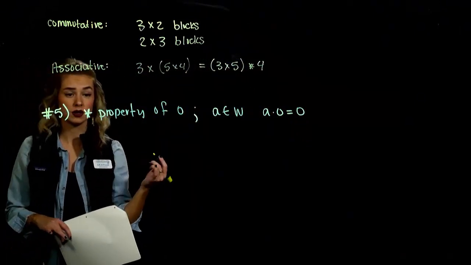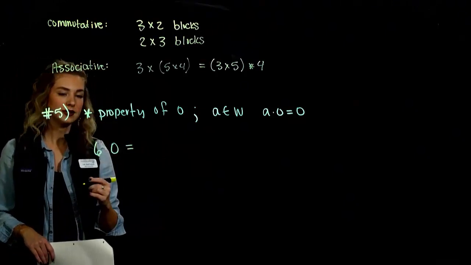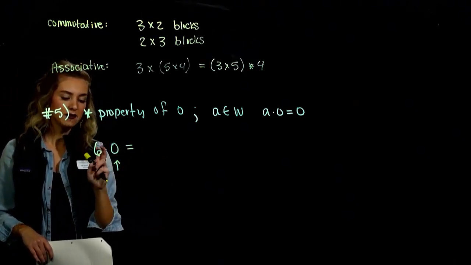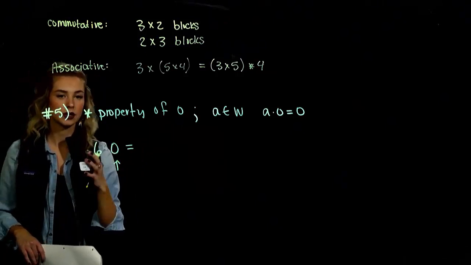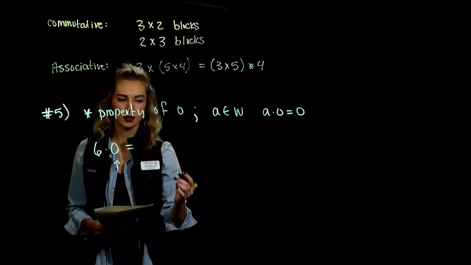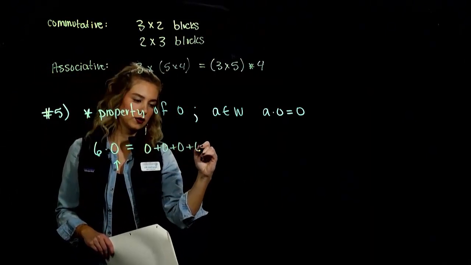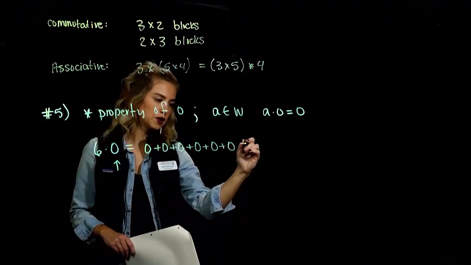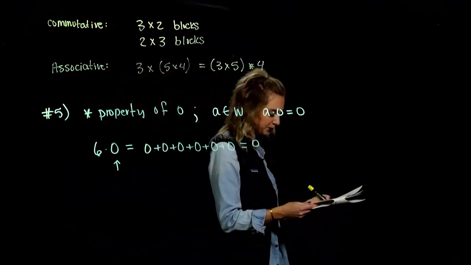And how could we, again, visually display this for students? If I have 6 times 0, what does this tell me? How many factors of 0 do we actually have? 6 of them if we turn it into the repeated addition. So if we physically write this out, I got 0 plus 0 plus 0, 4, 5, 6 of them, it's still going to produce 0 after all that time.